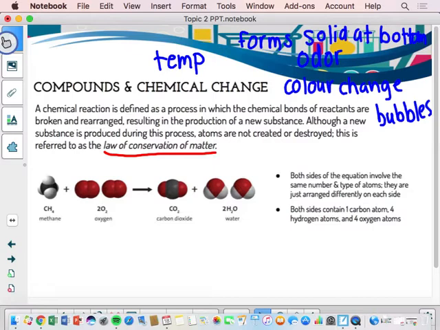Both sides of the equation involve the same number and types of atoms. They are just arranged differently on each side. So this one shows you CH4 and oxygen give you carbon dioxide and water. So if we were to tally up all the different atoms that we have here, we just have carbon, hydrogen, oxygen, carbon, hydrogen, oxygen, right? So there's nothing different. If you have something different, there's a problem. You shouldn't have something randomly show up. It's like, oh, I put this milk in a glass and all of a sudden there's Pepsi in there too. That doesn't happen, right? That would be kind of gross.